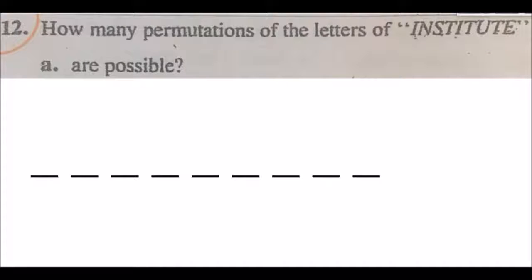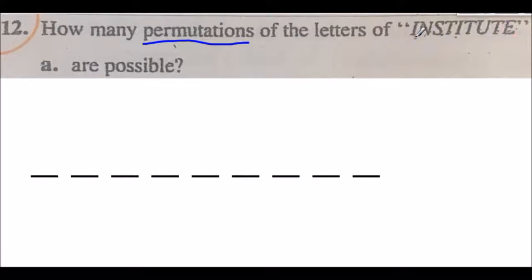Part A says just simply how many permutations are possible. So we will discuss what this question's about while answering question A. We have this word called institute and we're doing permutations, and of course a permutation is an arrangement of objects. And it just says permutation, so that means all of the letters will be rearranged.